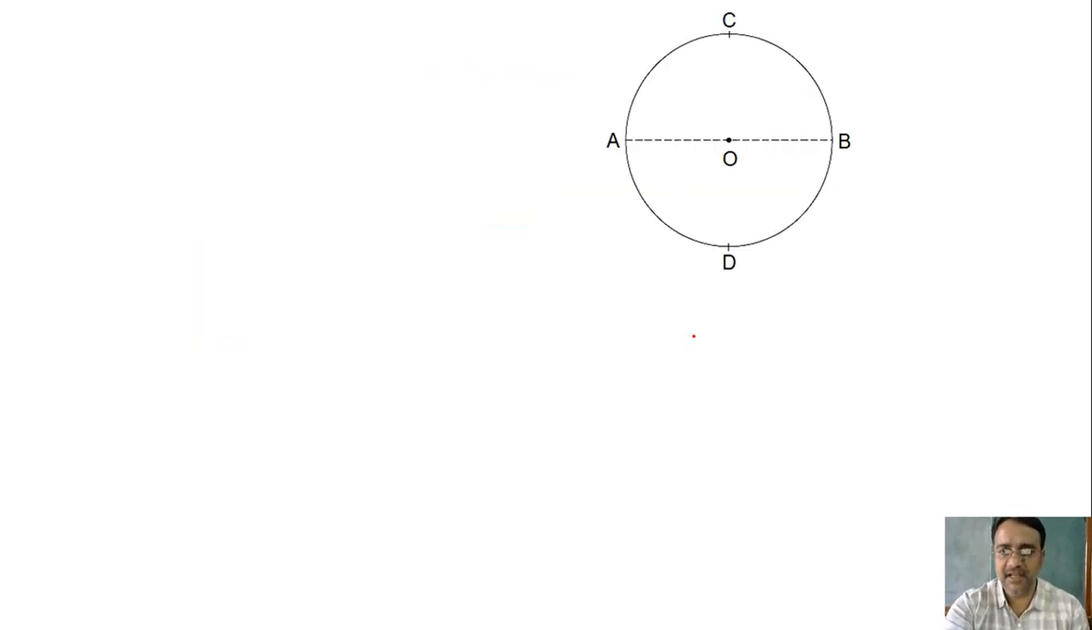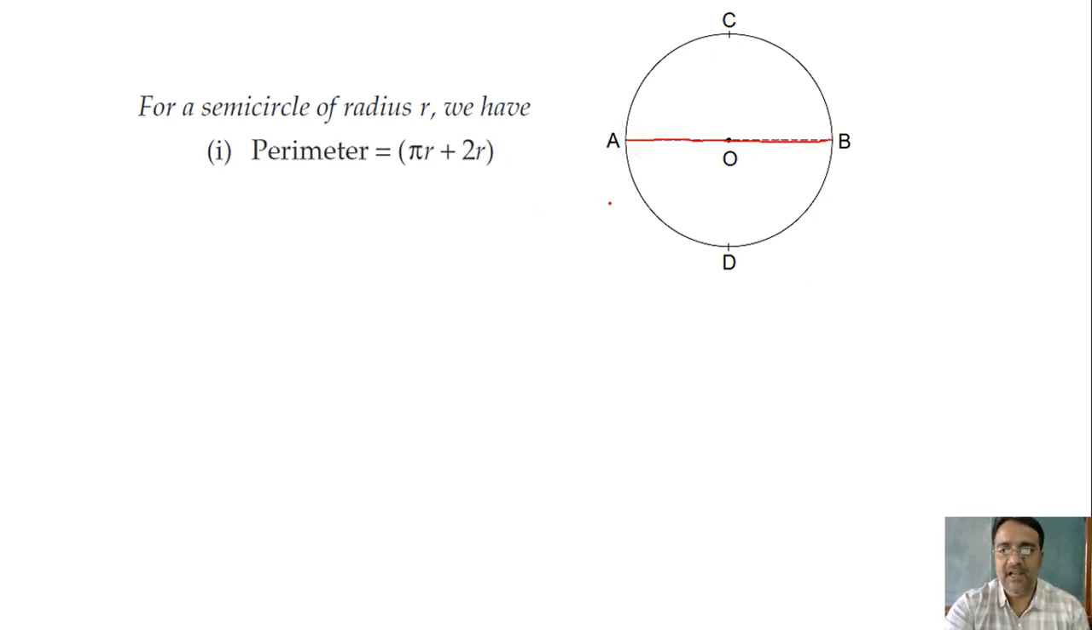And next we'll move towards semicircle. सिर्फ ये recapitulation है. For a semicircle of radius r we have perimeter. Perimeter is equal to half of circumference, that is pi r, plus diameter, that is 2r. And the area will be half of full circle, that is half pi r square.